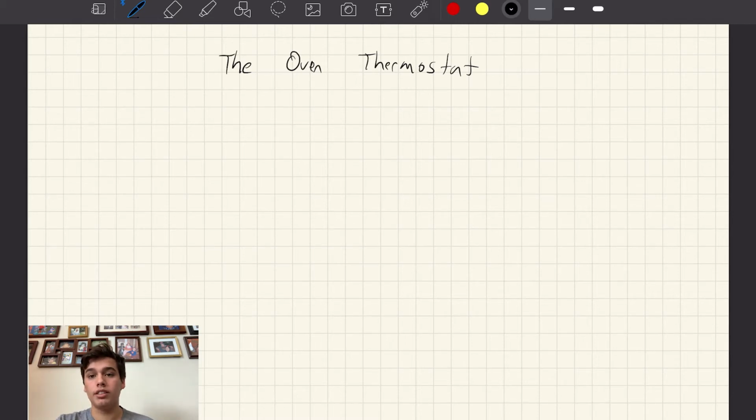Hello everyone. Today we're going to be talking about something called the oven thermostat. This is a pretty interesting invention or engineering concept that's not just applicable to an oven. It goes for all kinds of thermostats that work through metals. But in most cases, back in the 40s and 50s, this would be used a lot in ovens where people want to regulate the temperature.